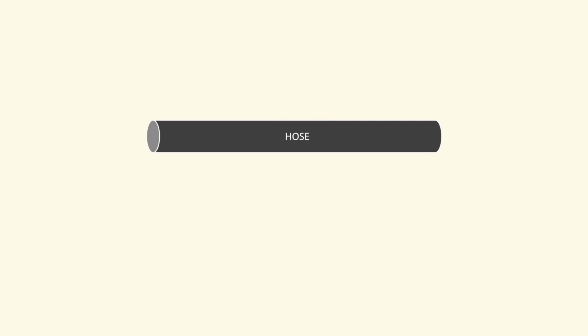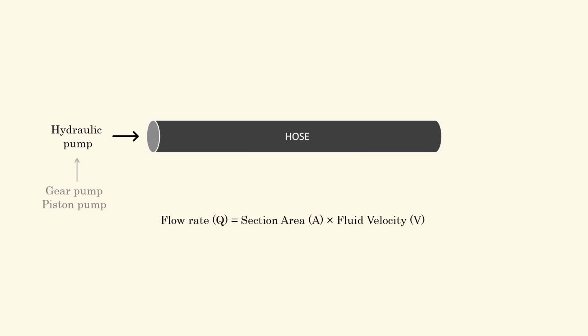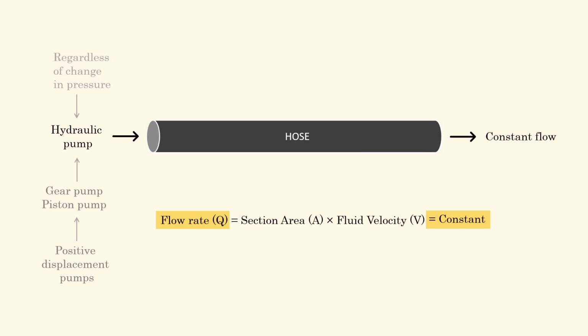The flow rate equation: flow rate Q equals cross-section area A times fluid velocity V. Now, in any hydraulic system, the oil flow is delivered by the hydraulic pump. And whether it's a gear pump or a piston pump, they all are positive displacement pumps. That means they deliver nearly constant flow regardless of any change in pressure. So the flow rate remains constant in this equation.